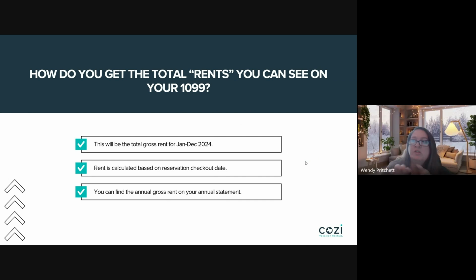So yeah, like your year end says payments to owner. Your payments to owner is not what's on your 1099. It's the total rents on your 1099. And then all of those other expense items that are backed out end up being your payment to owner.